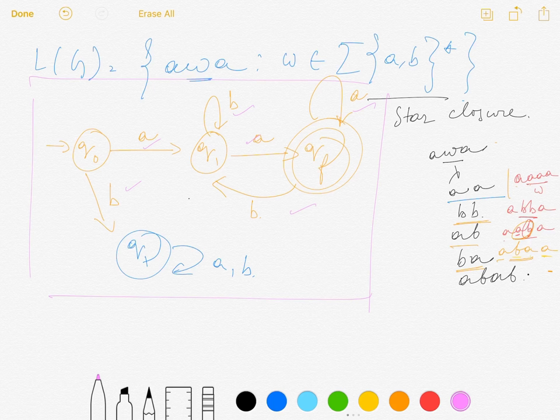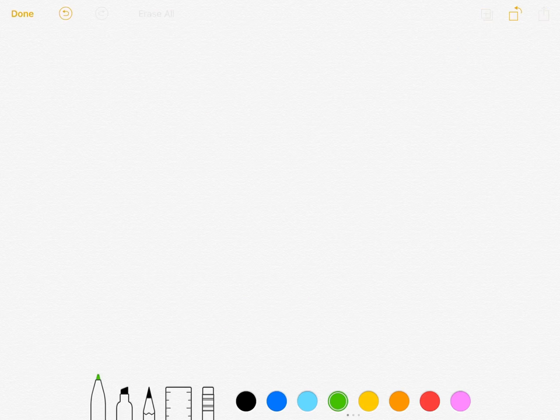Now another important concept is that if a language is accepted by a DFA, that means if for a language I can construct a DFA, then I can say blindly that the language is a regular language. Now the union of two regular languages is also a regular language. That means if Lg is a regular language, Lg union Lg is also a regular language.